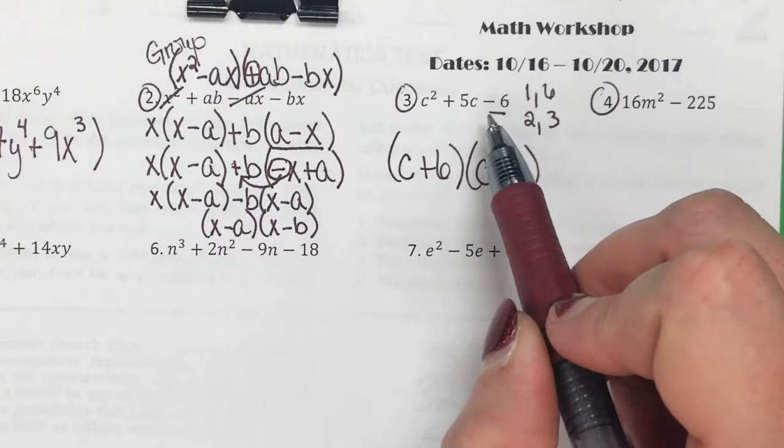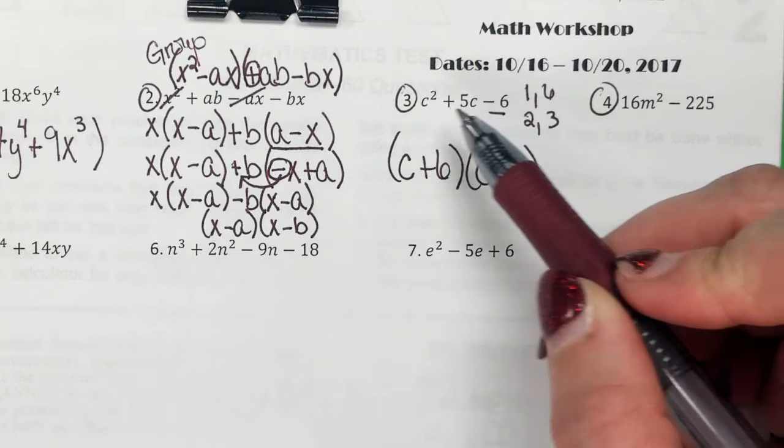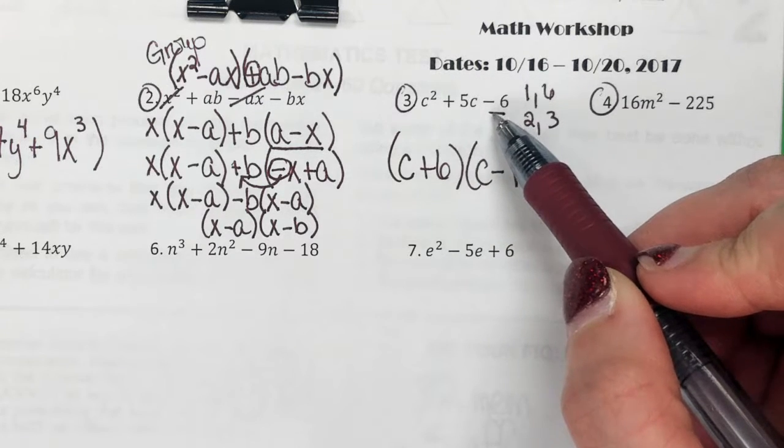What if this had been a positive 6? What would I use then? You'd use 2 and 3. Very good. What if this had been a negative 5 and a negative 6? What would you use?